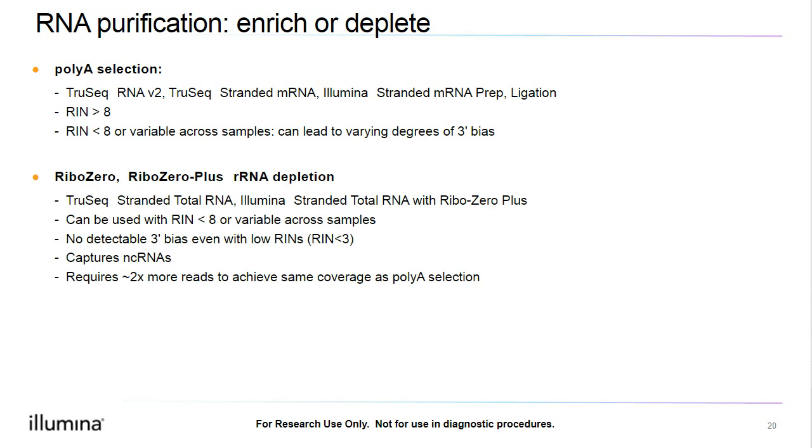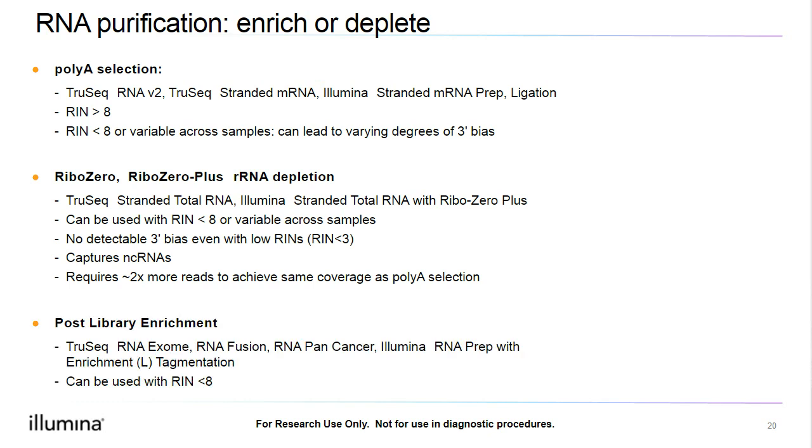Alternatively, Ribozero or Ribozero Plus depletion uses probes against our RNA to deplete the samples of these abundant transcripts. Our stranded total RNA kits use this approach. These kits are compatible with RIN less than 8 or variable RINs across our samples because even with low RIN values, we would not expect 3' bias. This also has the benefit of capturing non-coding RNAs if these are of interest to you. Because we're capturing more RNA species, it requires twice as many reads to achieve the same coverage as a poly-A selection approach would.